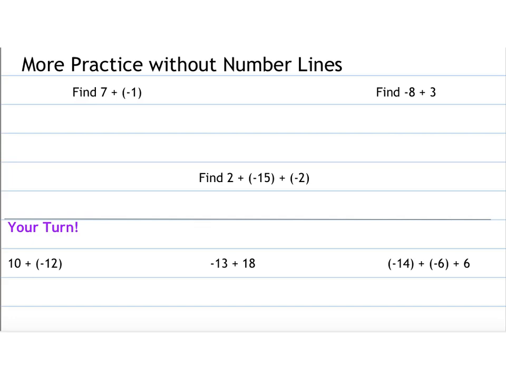7 plus negative 1. 7 minus 1 is 6. There's more positives than negatives, so my answer stays 6. Negative 8 plus 3. 8 minus 3 is 5. There's more negatives than positives, so negative 5.